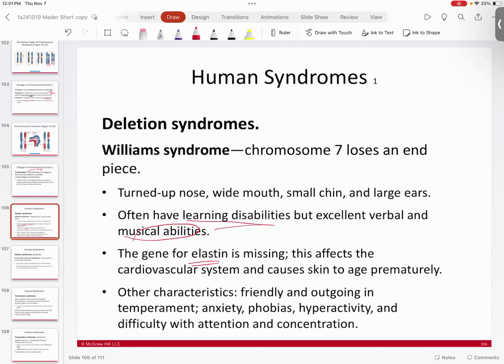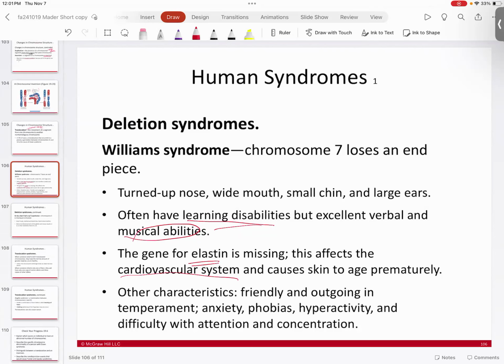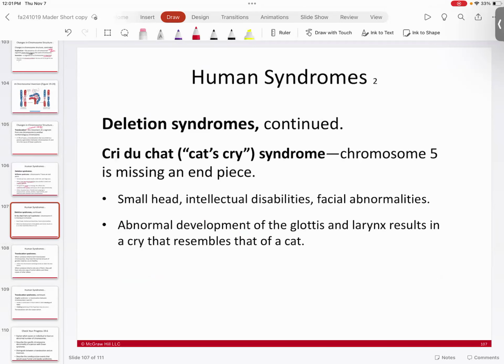So the gene for elastin missing will affect your cardiovascular system, your skin, and allow you to age prematurely. So the elasticity of your blood vessels probably won't be so great, and that'll probably cause a lot of cardiovascular problems. Friendly, outgoing temperament, like I don't know what that means. I mean, so if you're not a Williams person, you're just an angry person. So you can see some of these are very, I mean, you kind of have to sort of go with it a little bit. They're not super quantitative. But these are just some things that we see.